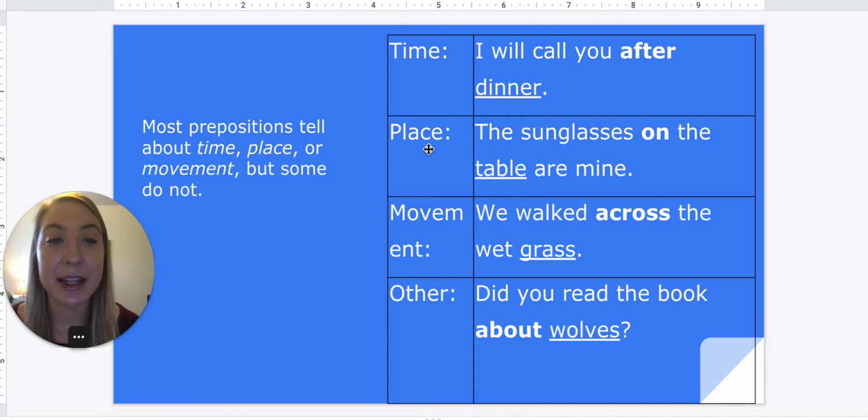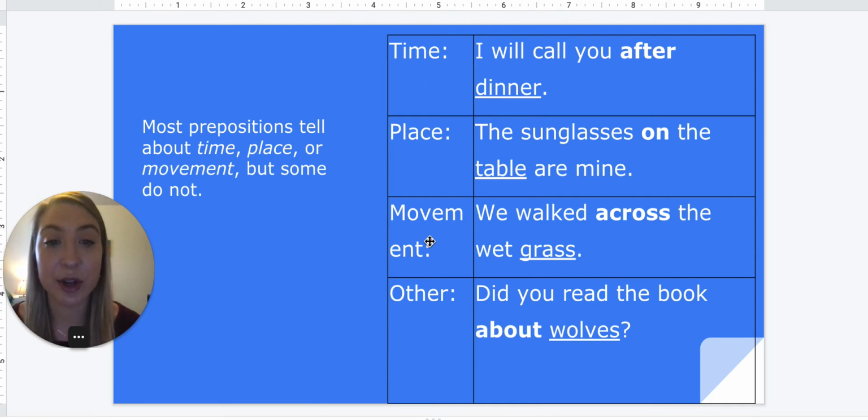Then place: the sunglasses on the table are mine. Our preposition is on, and our object of the preposition is table. We see there is an article, an adjective, in between, but that's an adjective, so that wouldn't be our object of the preposition. Remember, our object of the preposition has to be a pronoun or a noun. So it's on what? The table. We're talking about the place.